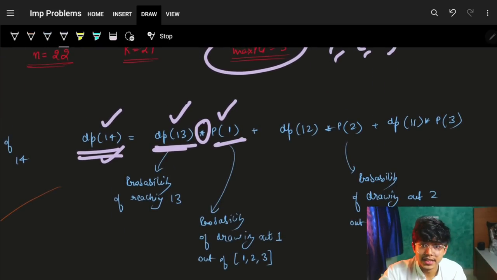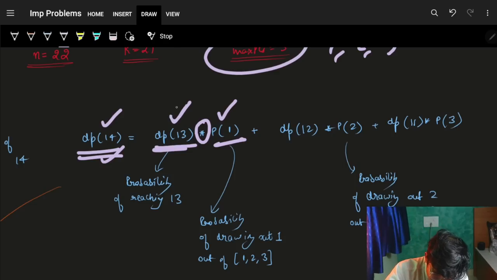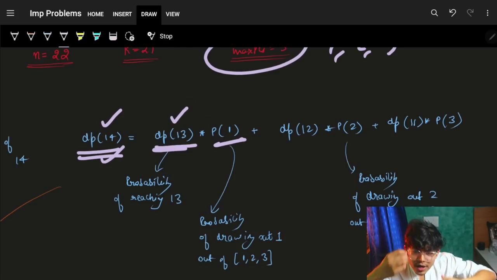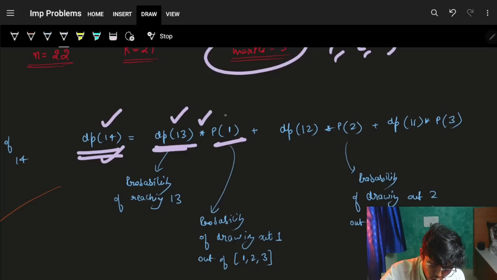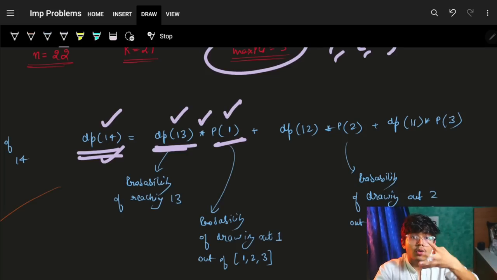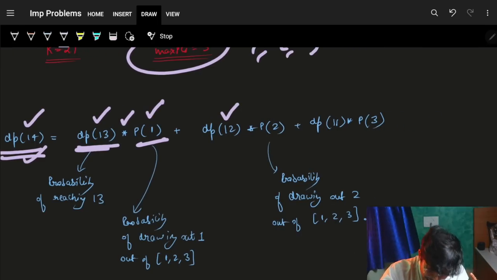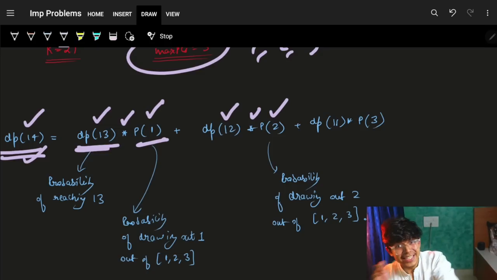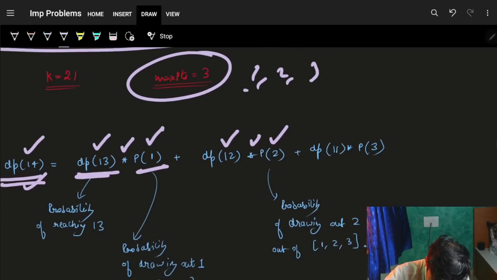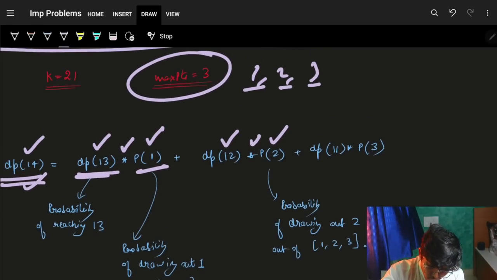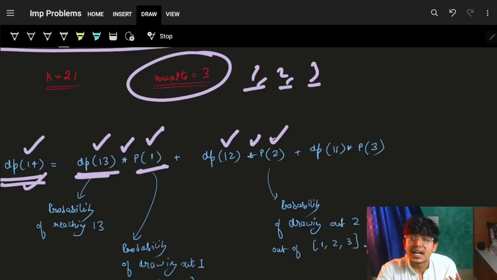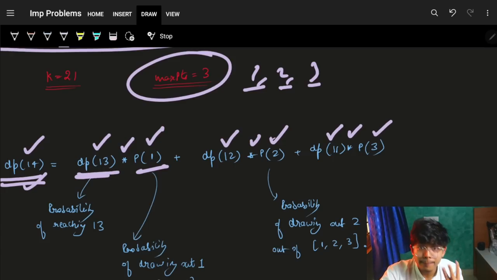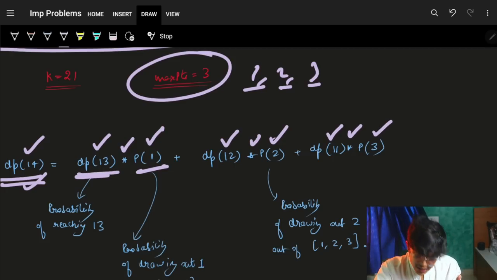That is the reason it is the probability. In other words, I am just marking and stating every word. It is the probability of reaching 13, which means getting the points as 13 and then drawing one value card out of three cards, probability of reaching 12, and then drawing two valued cards, which means I had 1, 2, and 3 as values, right? Two valued cards out of three cards, probability of reaching point 11, and then drawing a valued card 3 out of 3 points.